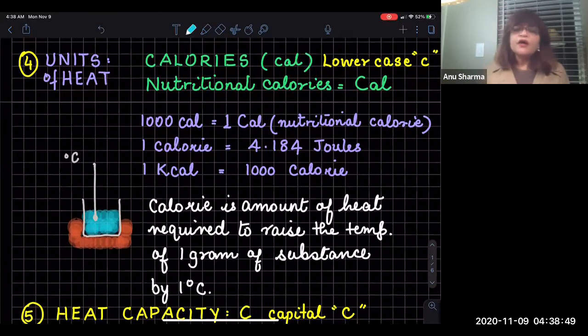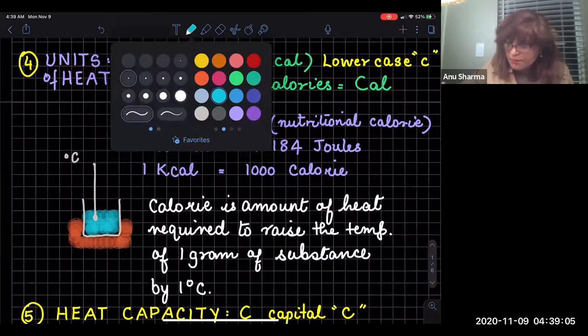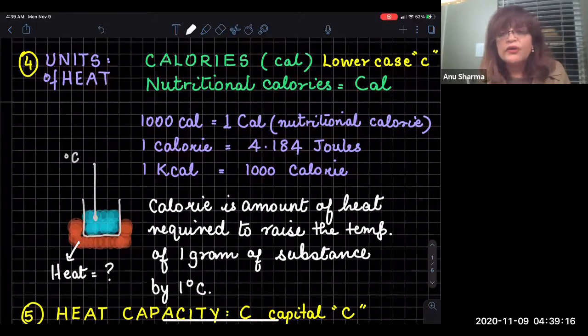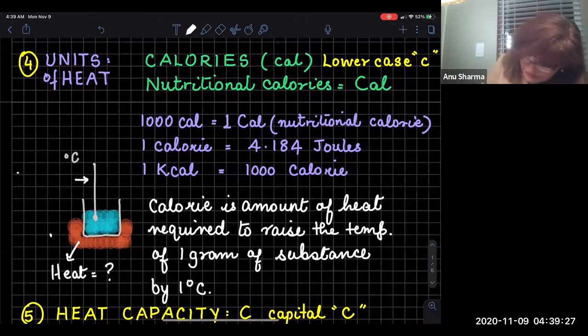Okay, so what is a calorie? A calorie is the amount of heat required to raise the temperature of 1 gram of a substance by 1 degree Celsius. So what are we doing here? We are trying to see how much heat is being absorbed by this substance and what the value of that heat is. That heat is now being measured and quantified. So what is our measuring device? As I mentioned, the thermometer. This piece right here that I have shown is the thermometer.